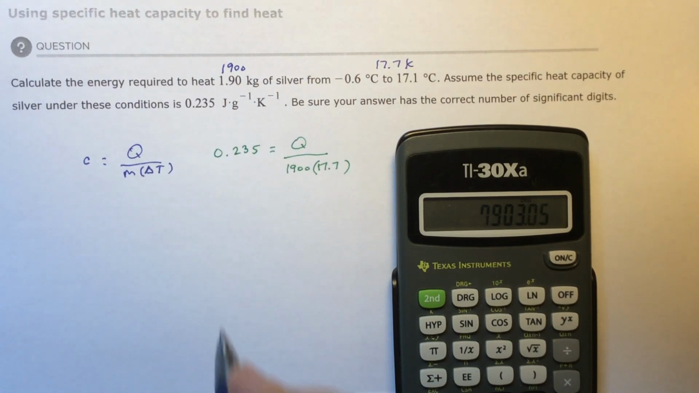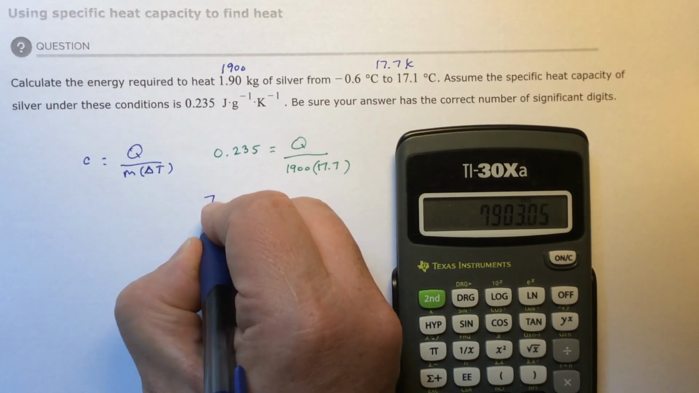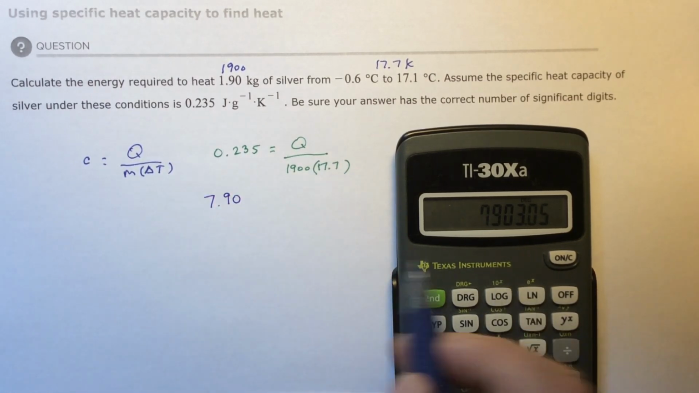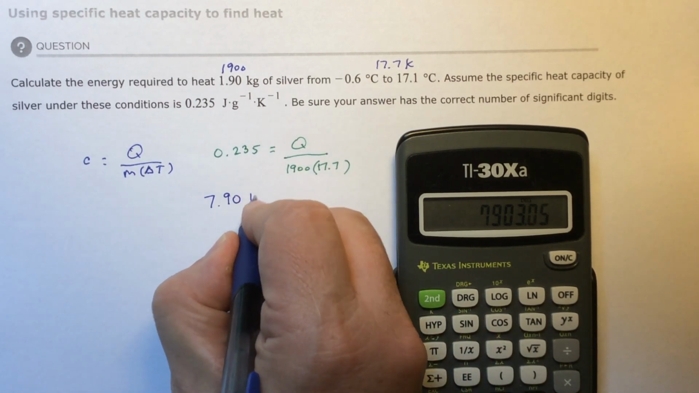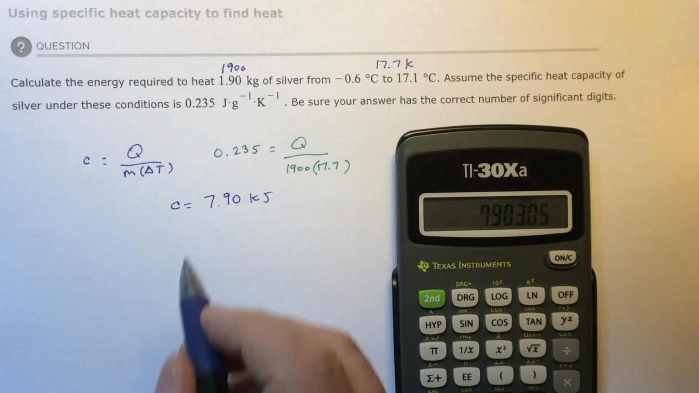Sorry, I got distracted. It'll be in kilojoules, it'll be 7.90 because I need 3. It's in kilojoules, and that's my heat.